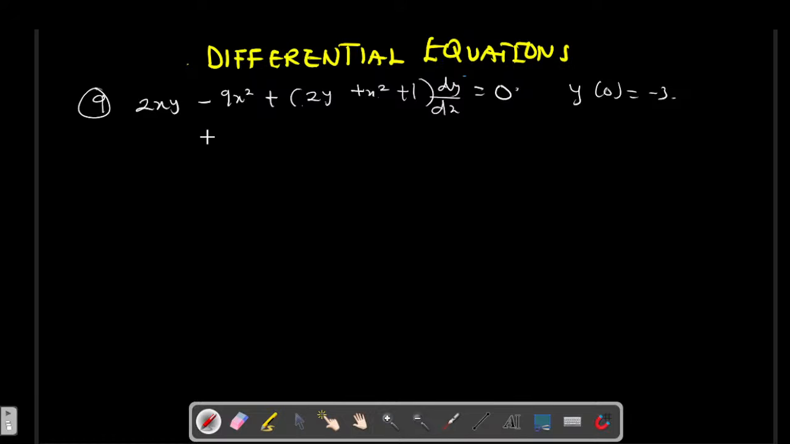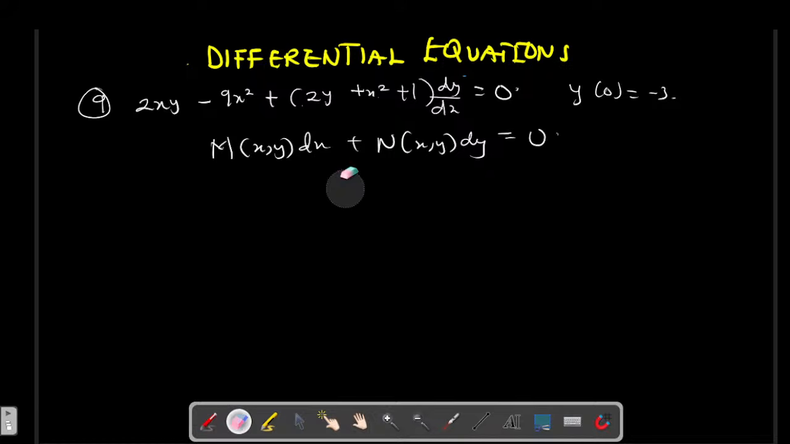Generally, an exact differential equation is in the form M(x,y) dx plus N(x,y) dy is equal to 0, or mostly we have it written like this: M(x,y) plus N(x,y) dy/dx equals 0. When you see anything like this, it's an exact differential equation.